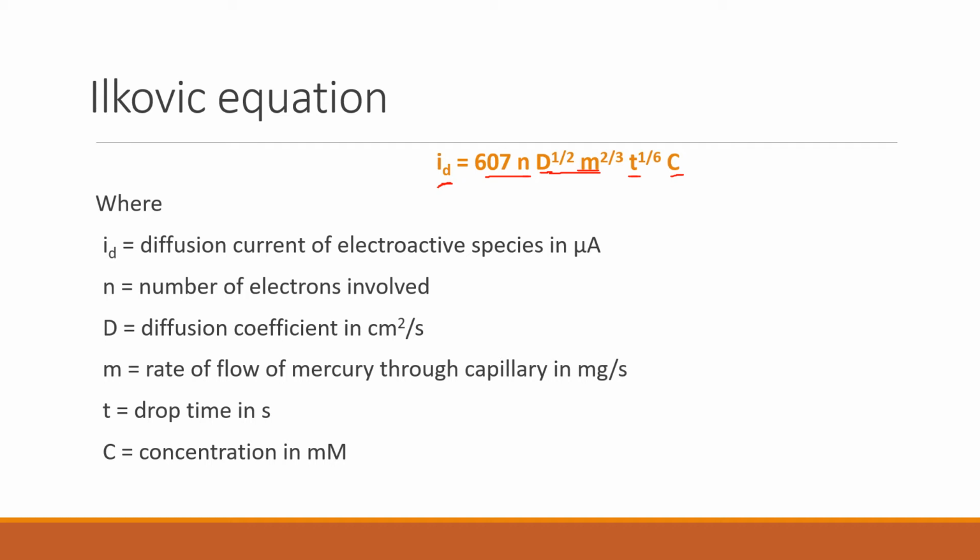t is the drop time, that is the time gap between detachment of two successive drops, and it is expressed in seconds. Now the terms m raised to 2/3 and t raised to 1/6 are also called the capillary characteristic because these parameters m and t depend on the capillary of the DME. And the last term C is the concentration of the electroactive species, which is expressed in millimolar.